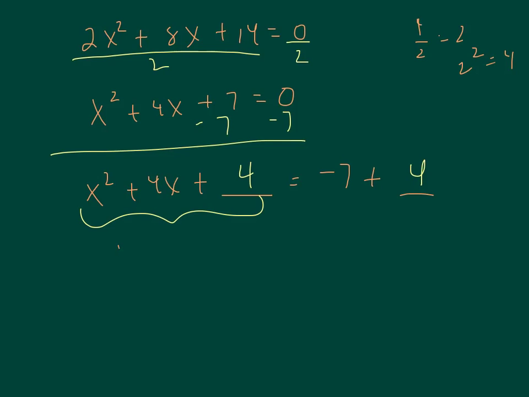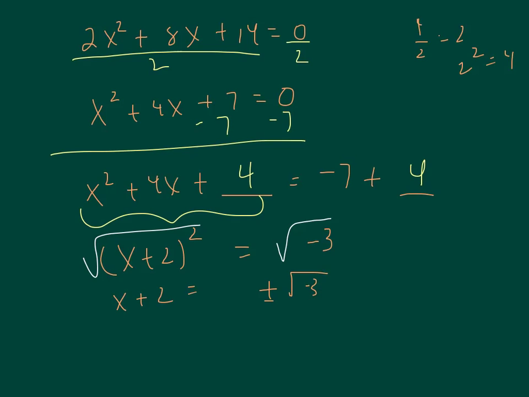Okay, so now we go to factor this. What do we got? We got x plus 2, right? Half of the linear term, all squared, equals negative 3. Take the square root of both sides, and I'm going to be left with x plus 2 equals plus or minus the square root of negative 3.